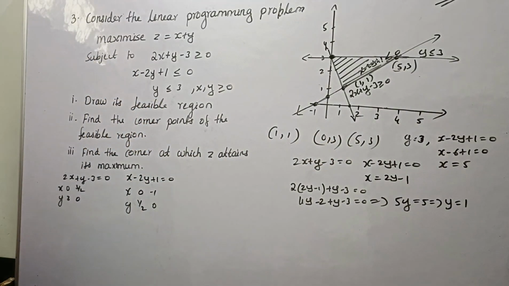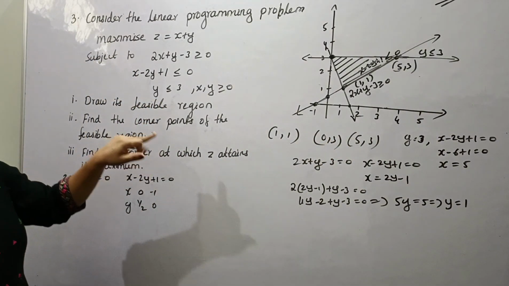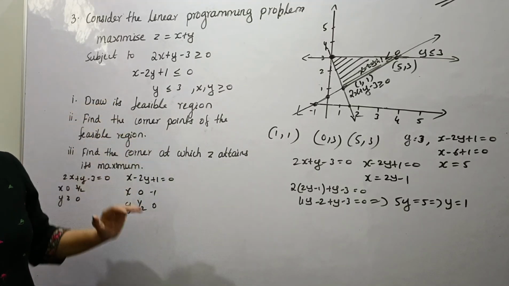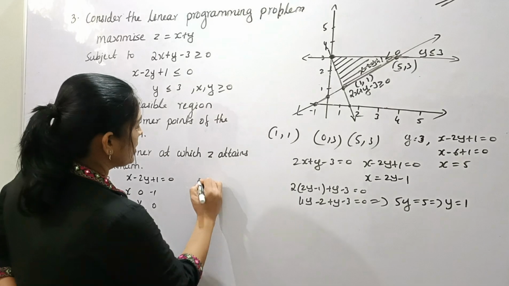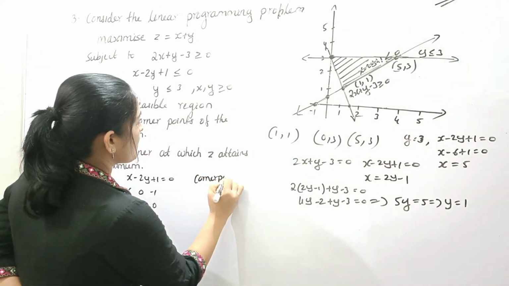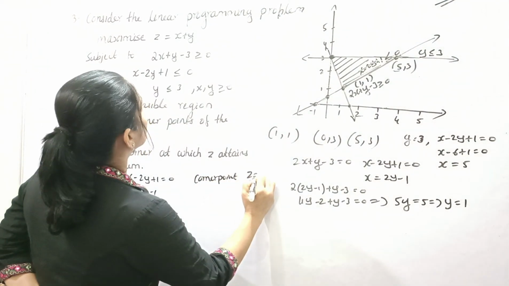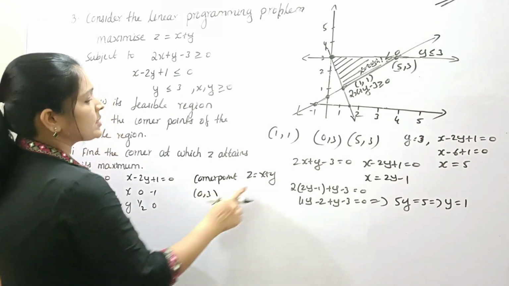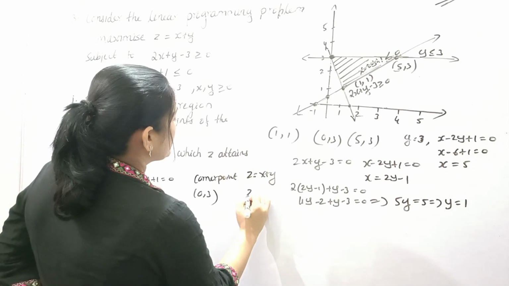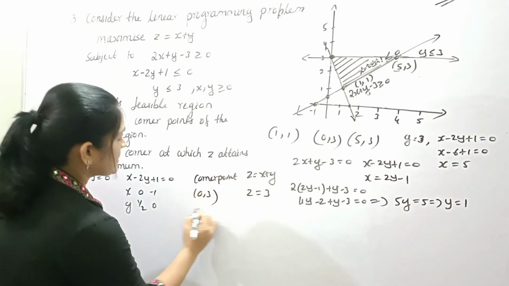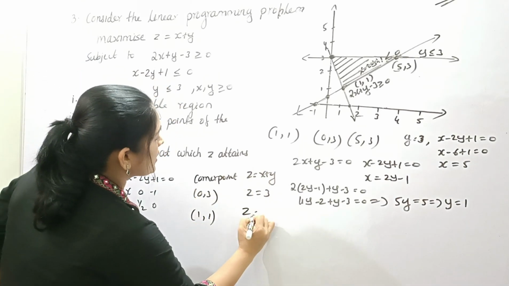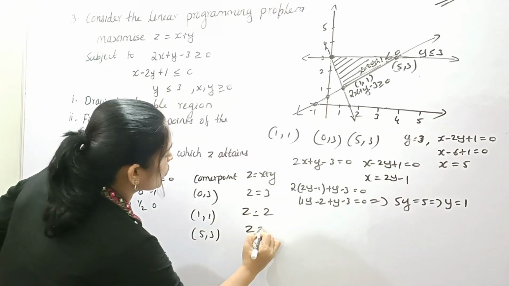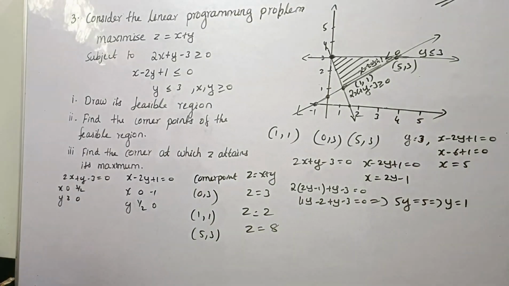Okay. Next is find the corner at which z attains its maximum. So at which point the given z is maximum, that we have to find. Okay. So corner points, z is equal to x plus y. Okay. Corner points 0, 3. Substitute x is equal to 0, y is equal to 3, therefore z is equal to 3. Next is 1, 1, z is equal to 2, 1 plus 1, okay. Next 5, 3, z is equal to 8, 3 plus 5, 8.